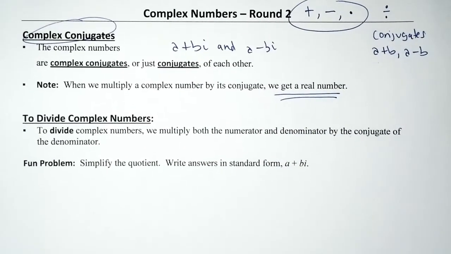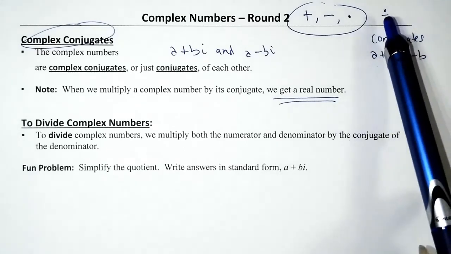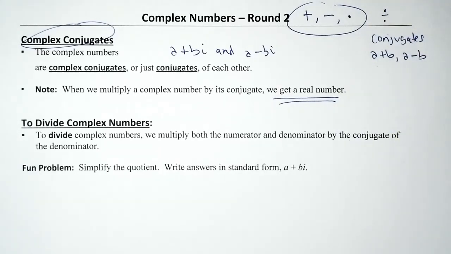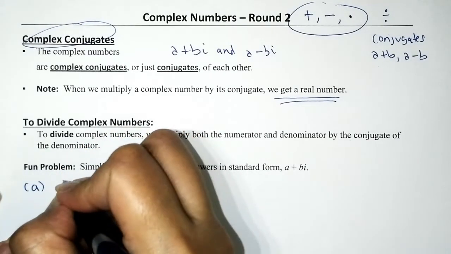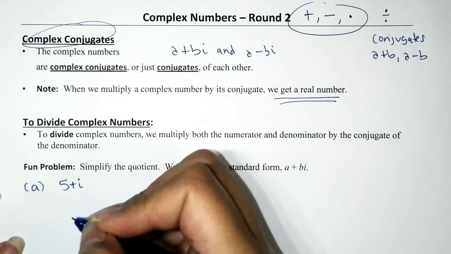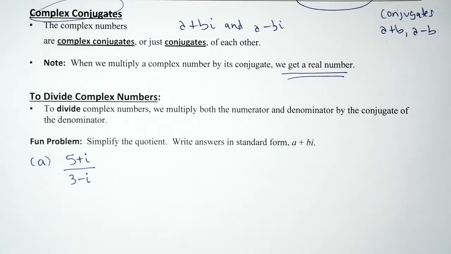So now for the nitty gritty, the meat of this section: the division. How do we divide complex numbers? Let me write down our first problem. We have 5 plus i over 3 minus i. The directions just read: simplify the quotient and write your answer in standard form, a plus bi. We don't have the traditional division sign, but remember the fraction bar is also used as a division symbol. So this is our division problem.